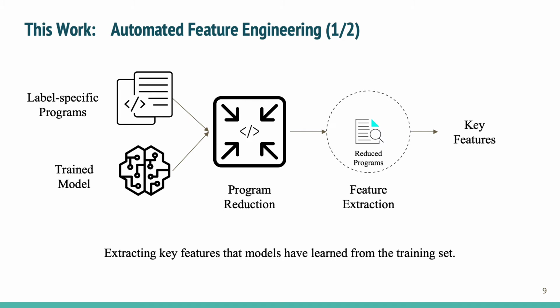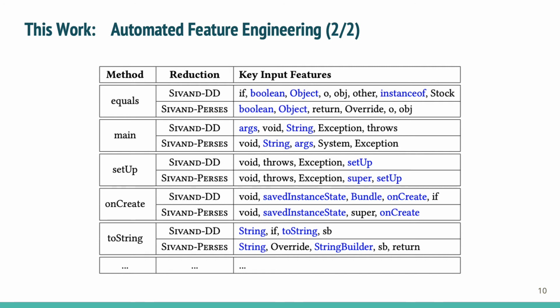Given a trained model and a set of input programs of a target label, the approach reduces those programs using program reduction techniques. After reducing a set of input programs of a target label, we extract tokens from the reduced programs. The most common tokens are identified as key features for that label. These are the key features that came out of our feature extraction approach.